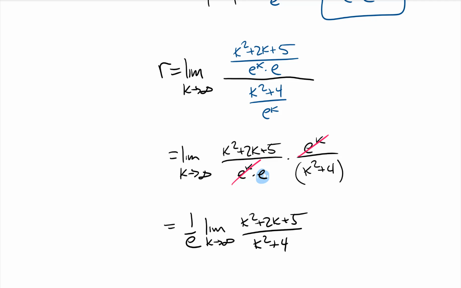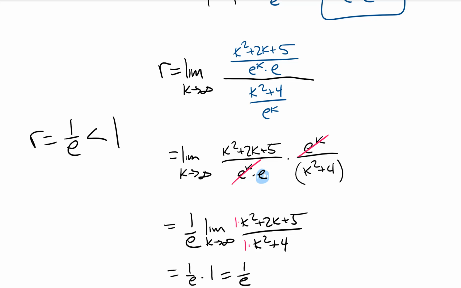Now, we are not in Calc 1 anymore. I know I'm a broken record. But we just look at it: it's a degree 2 over a degree 2, so all it is is the leading coefficients. So we're going to get 1 over e times 1, which is 1 over e. So our ratio is 1 over e, which is less than 1.